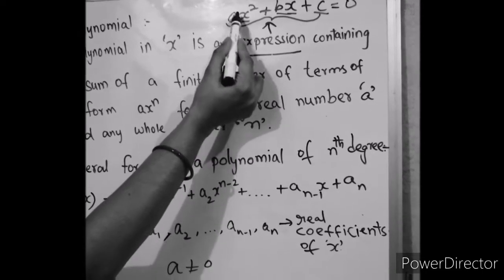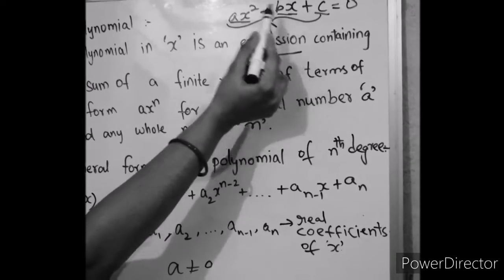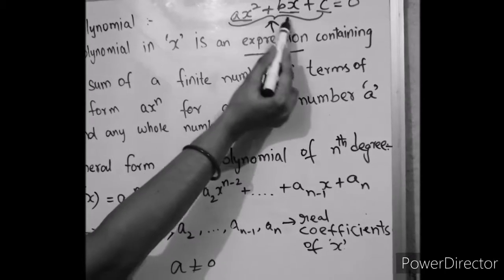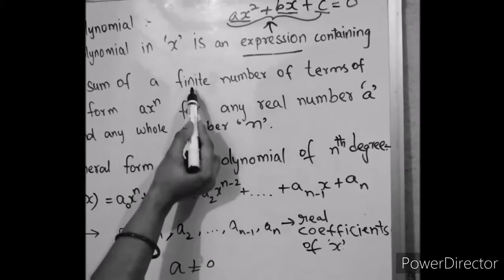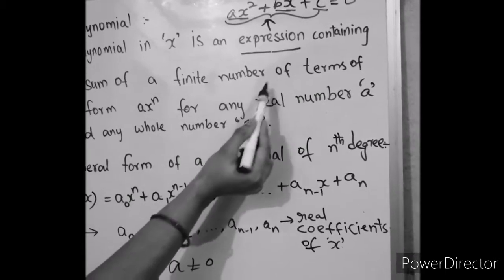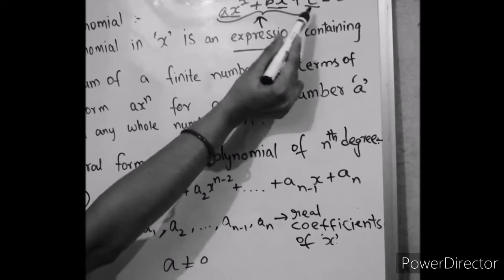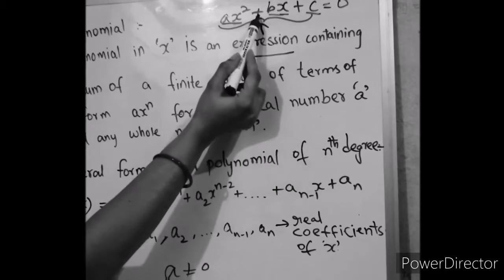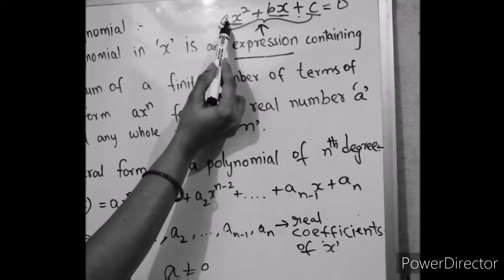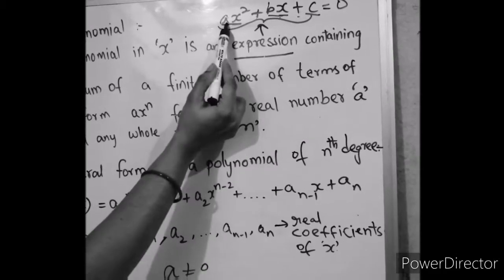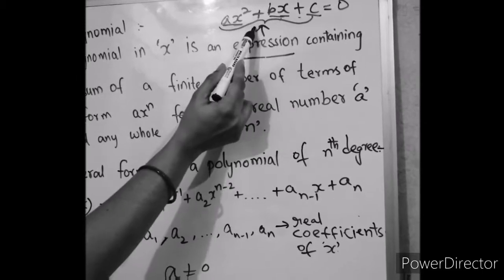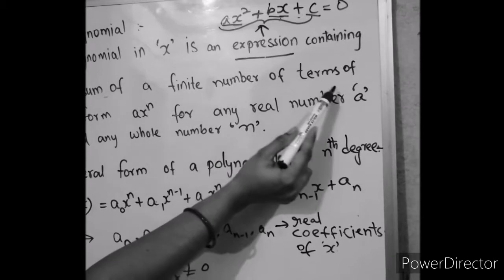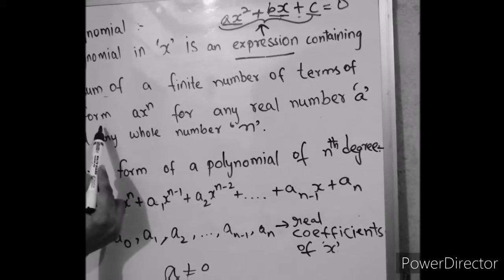I can say that there is a finite number of terms, which I can count, and that is called a finite number. Therefore there are three terms here in the expression and I call it a finite number of terms. So this is the sum of terms, and there are only a finite number of terms here. Therefore I am saying it is the sum of a finite number of terms of the form.